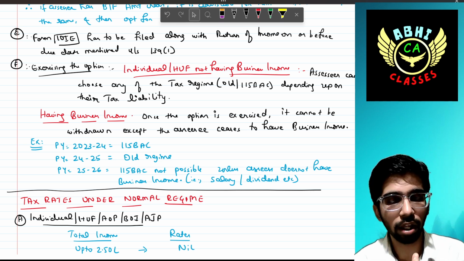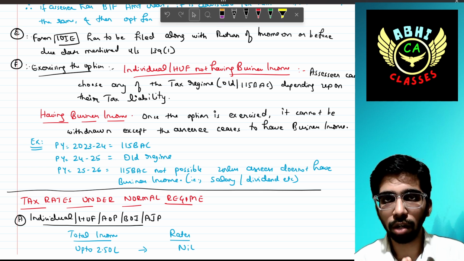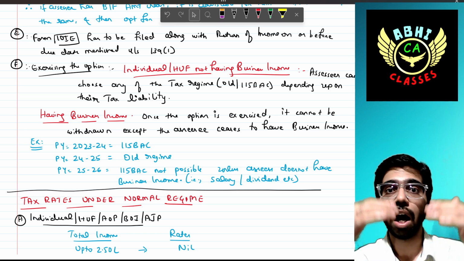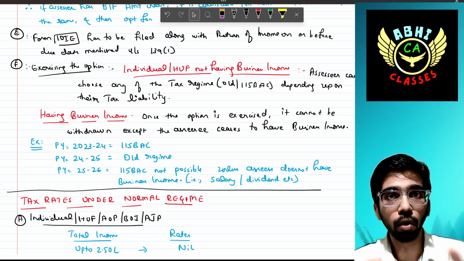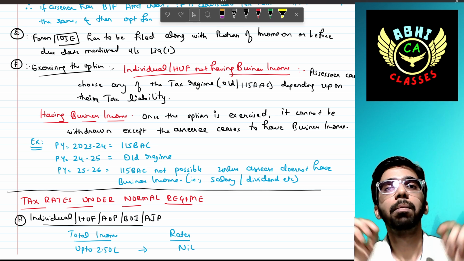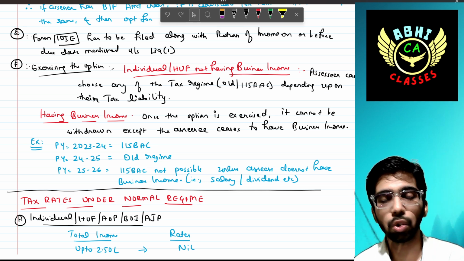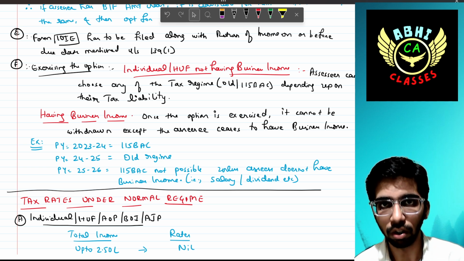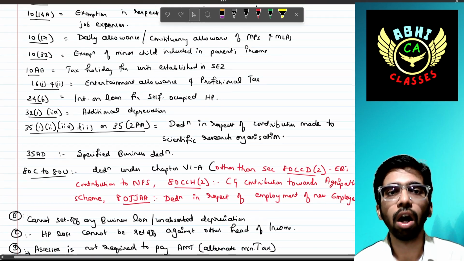I hope this is clearly understood, right? 115BAC this year, next year not 115BAC, old regime. In the upcoming year, he can opt for 115BAC only in that situation where I do not have business income. If I do have business income, then I am not in a position to claim 115BAC in 25-26, 2025-2026. This is the default tax regime.